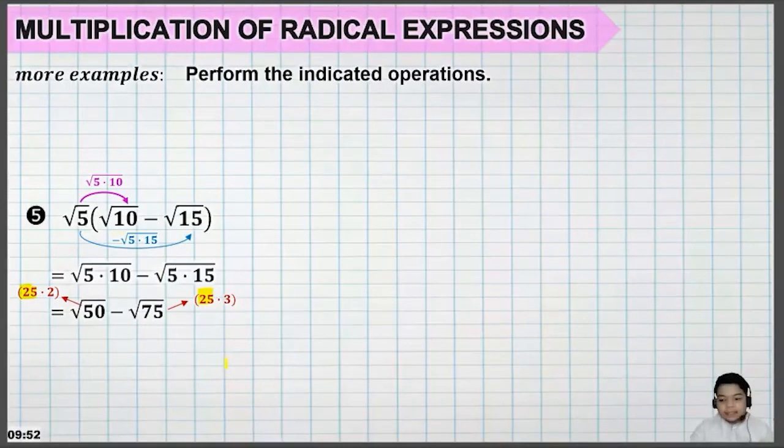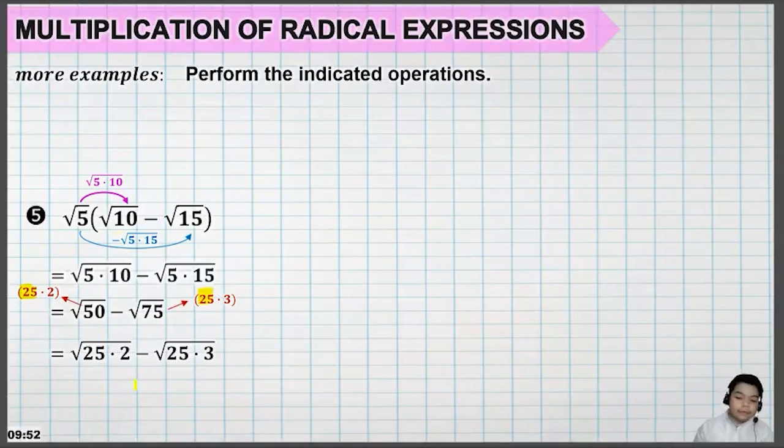Yan, tama. Next, factor na natin sila. So we have now square root of 25 times 2 minus square root of 25 times 3. Then we just get the square root of both the 25. We just get them by making it 5 since 25 naman sila parehas. So ilalabas natin yung 5 sa kanilang dalawa. So it's gonna be 5 square root of 2 minus 5 square root of 3.